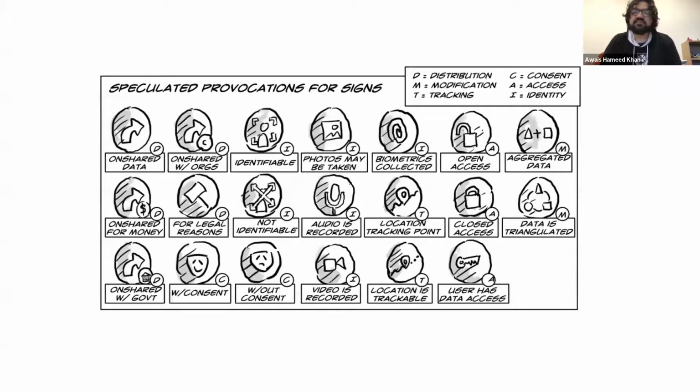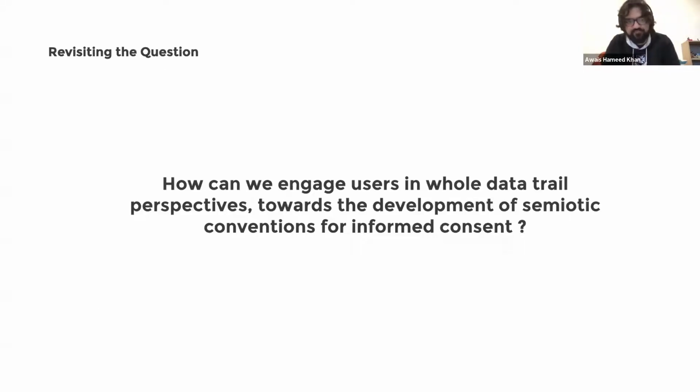Similarly, different symbols may be used to highlight different formats, for example, photos, video, audio, as well as what is identifiable, re-identifiable, or anonymized data. So revisiting our question of how can we engage users in a whole data trail perspective and semiotic conventions for developing better systems of informed consent.